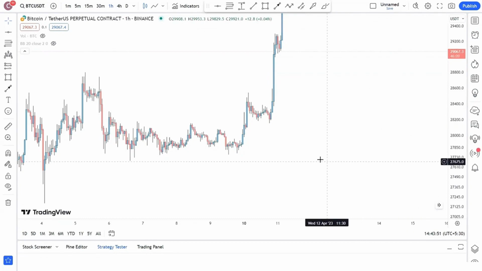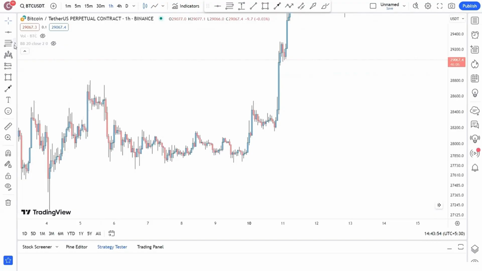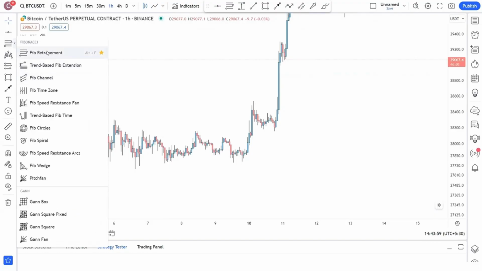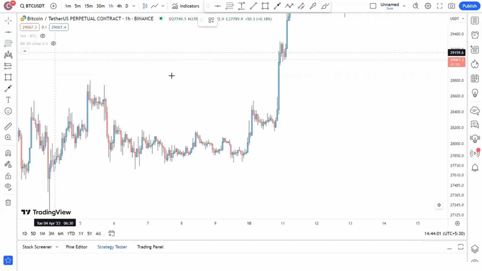Here is the example of Fibonacci tool in an uptrend. We will head to the Fibonacci tool section. We'll click on this. We'll find the option of Fib Retracement Tool here. Click on this and your tool is selected now.